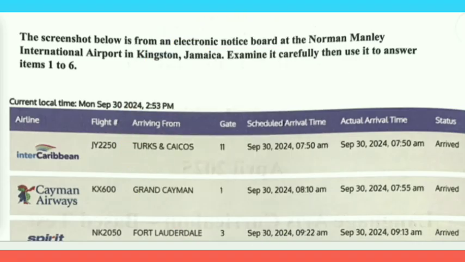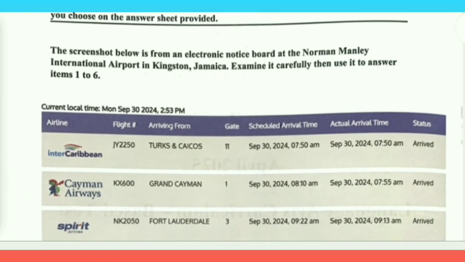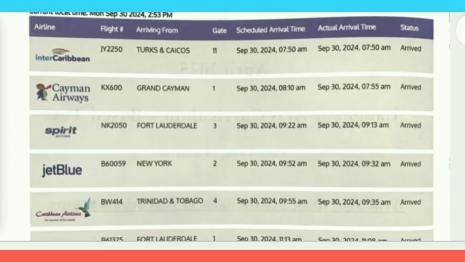Let's go. All right, so the screenshot from an electronic notice board at the Norman Manley International Airport in Kingston, Jamaica. Examine it carefully, then use it to answer items 1 to 6. And here we have the electronic notice board, and it's showing Monday, September 30, 2024. That's the date for that board, and the time is 2:53 p.m. I'm reading from right here.